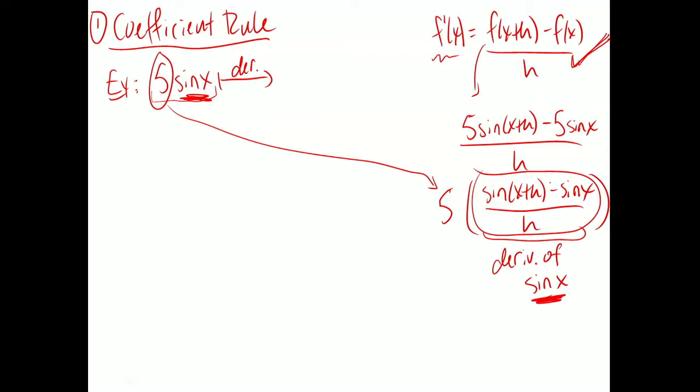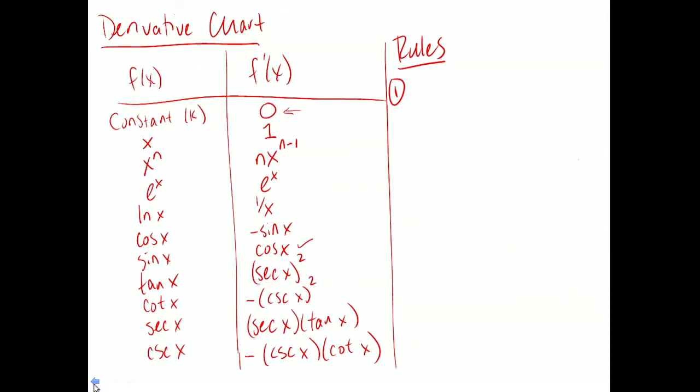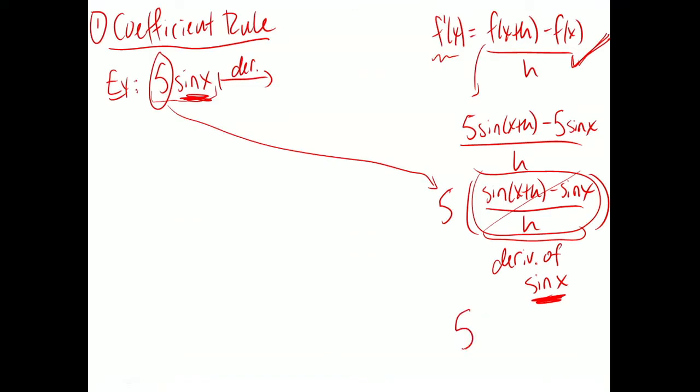Now, I don't want to have to do this, right? I mean, that's still not my friend. But now I can use the chart, because I know the chart tells me what the derivative of sine is, and I'll glance back at it for a second. The derivative of sine of x is cosine. So I think I would get 5 times cosine of x, because cosine of x is the derivative of sine.